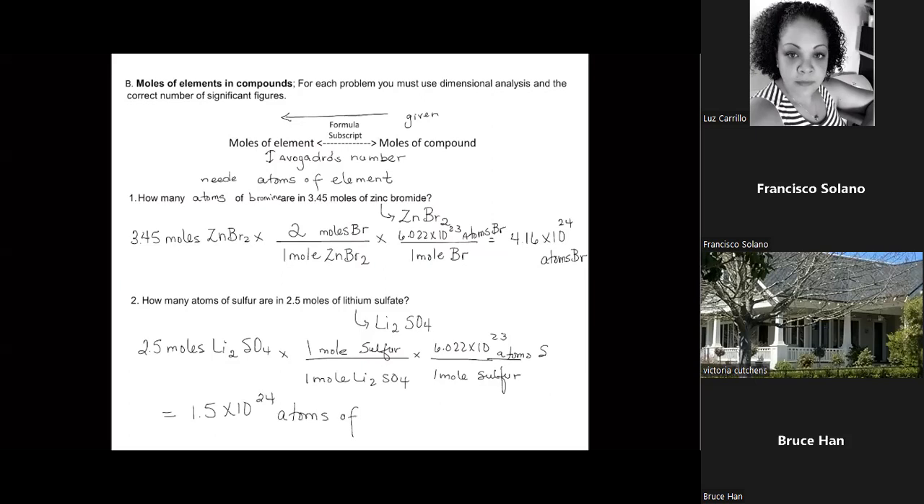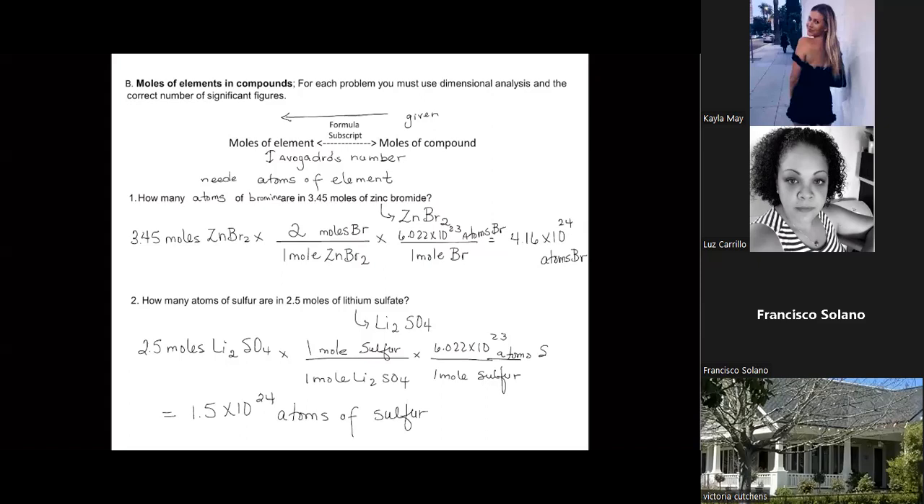atoms of sulfur. Great. Any questions about if you're given moles of a compound, how to get atoms of an element in that compound, or the transition between moles to molecules, molecules to moles, or moles to atoms, atoms to moles? Any questions? I have a question. Yeah, go ahead, Kayla. So I got everything right except the one mole of sulfur. How did you find that? Oh, the subscript. Oh, okay.